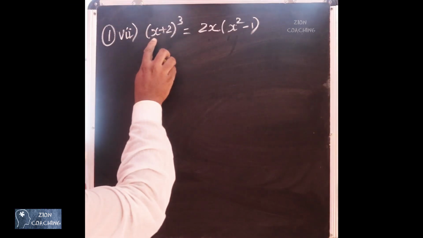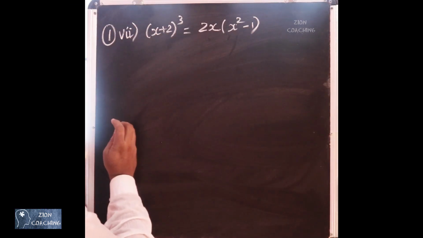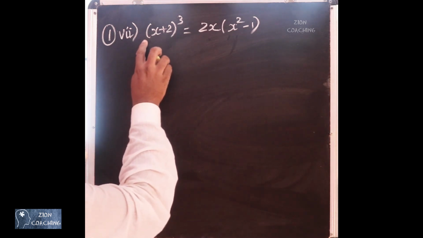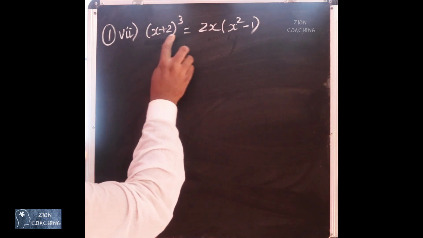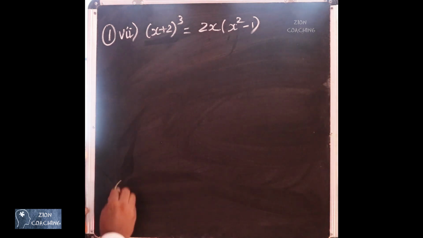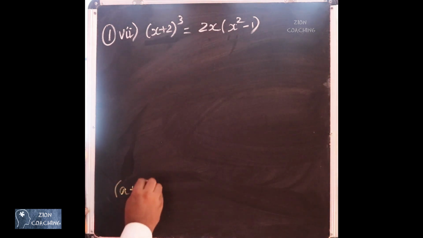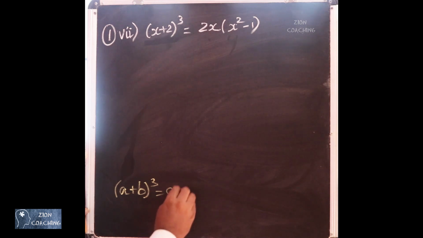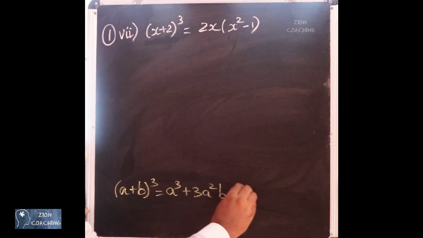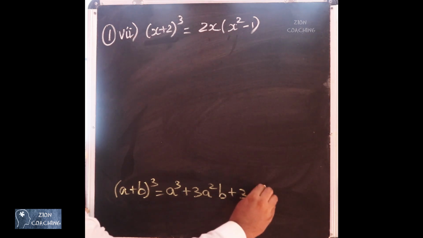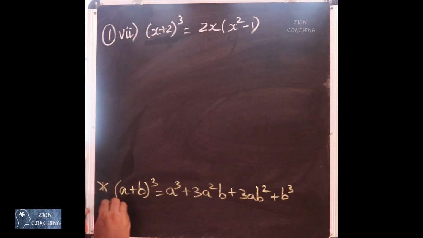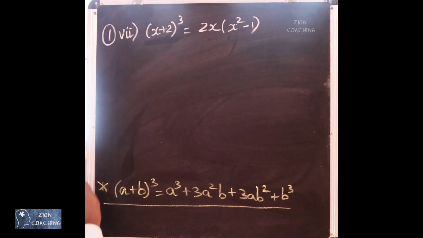Now we have x plus 2 the whole cube equal to 2x into x squared minus 1. We are going to expand the left hand side using the formula a plus b the whole cube. You know that a plus b the whole cube is equal to a cube plus 3 a squared b plus 3 ab squared plus b cube. So we are going to use this formula. This is for your reference.